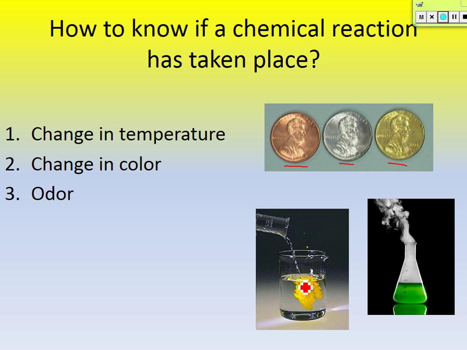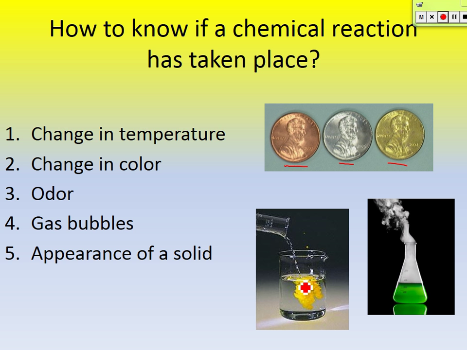All right, number 3, if there's an odor that is produced, if it smells different, that's a good indication that a chemical reaction has taken place. Gas bubbles. If you mix two things together and it starts bubbling up, that's a good indication that a chemical reaction is taking place.